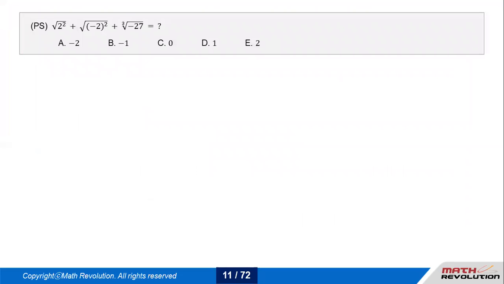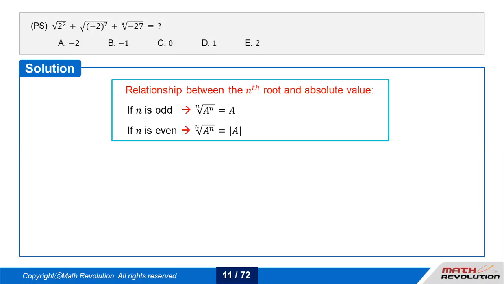We have this particular PS question which says: the square root of 2 squared, then the square root of -2 squared, then the cube root of -27. The easiest way to solve this question is to remember what we just learned. If you have an nth root of a number a raised to the power n, just see whether n is odd or even. If it is odd, directly take that number. If it is even, then take the number into mod.